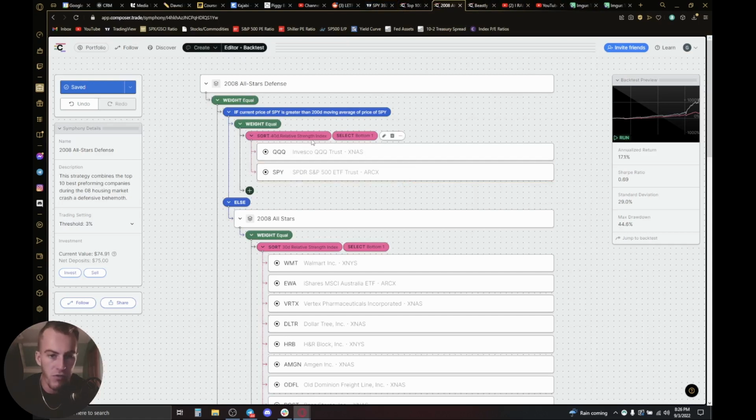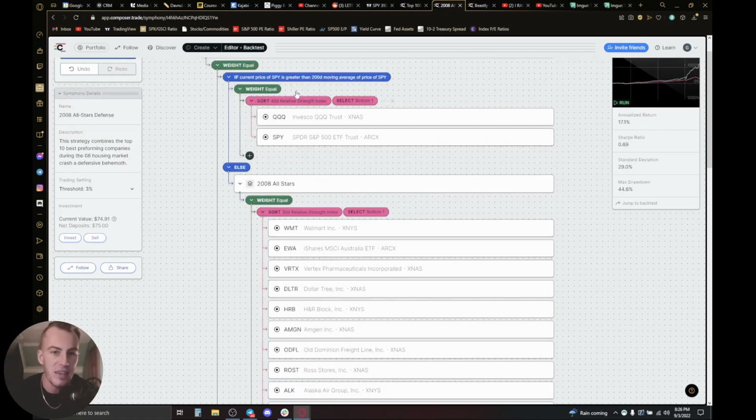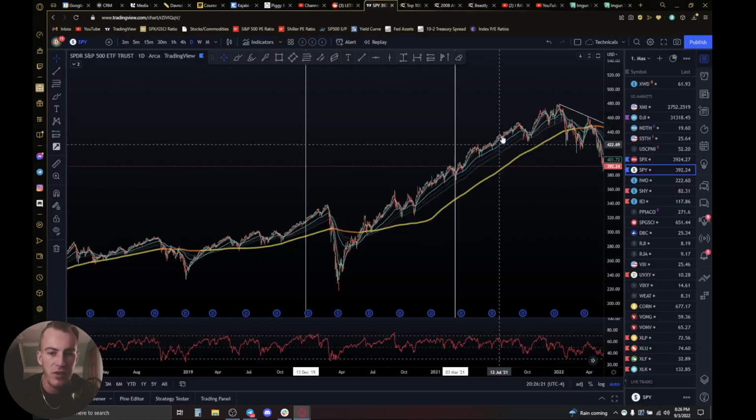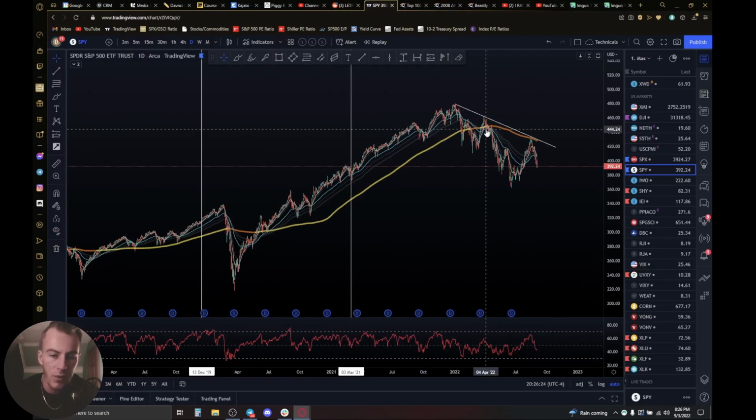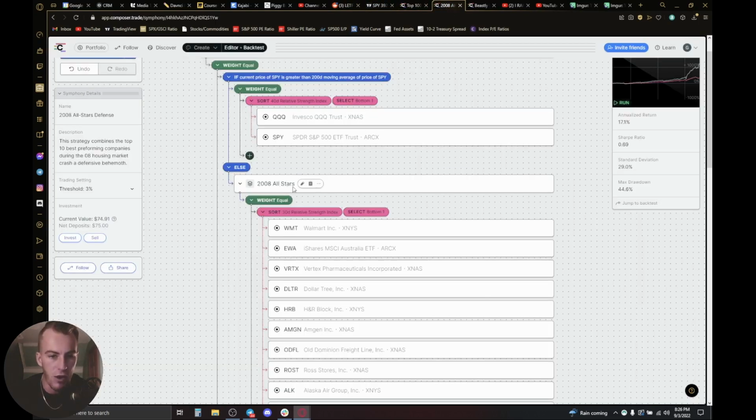And we're also doing a 40-day relative strength index, and we're buying the bottom one. So whichever one has the lowest RSI, that's the one we're buying, so we can kind of play the parity again. Then lastly, if the S&P 500 is bearish like it is right now, and the price is under the 200, then we are going to switch to the 2008 All-Star Defense.